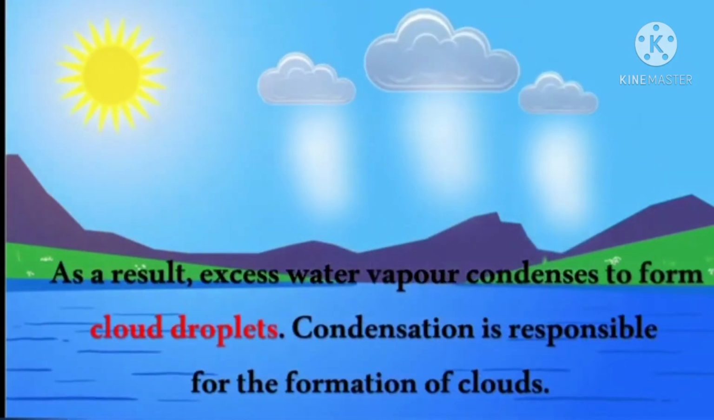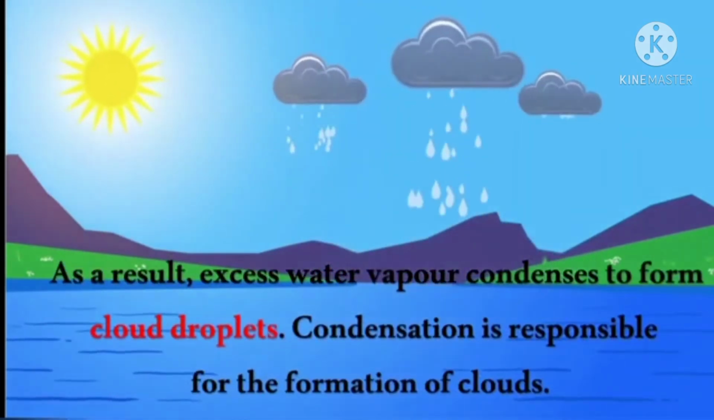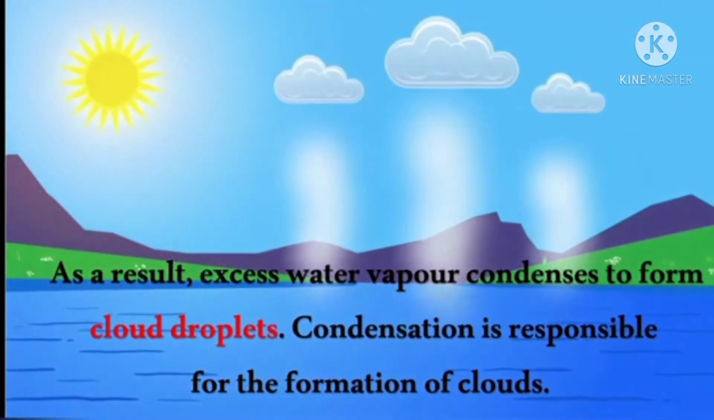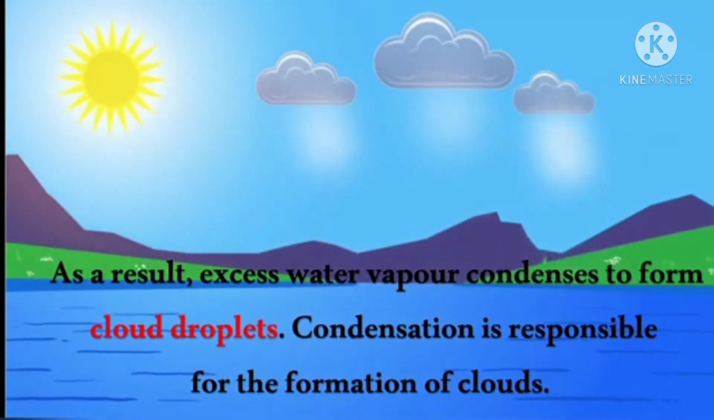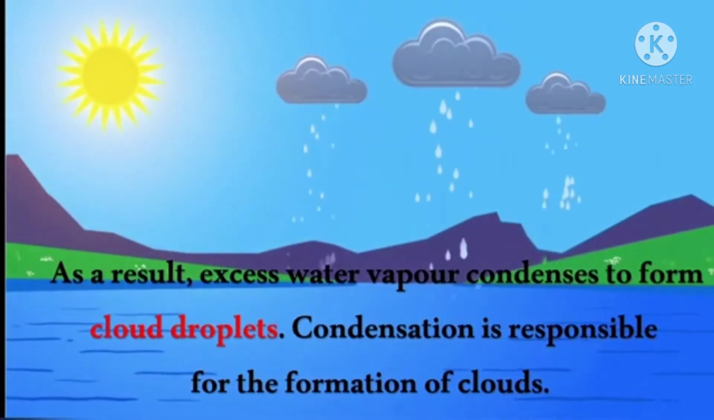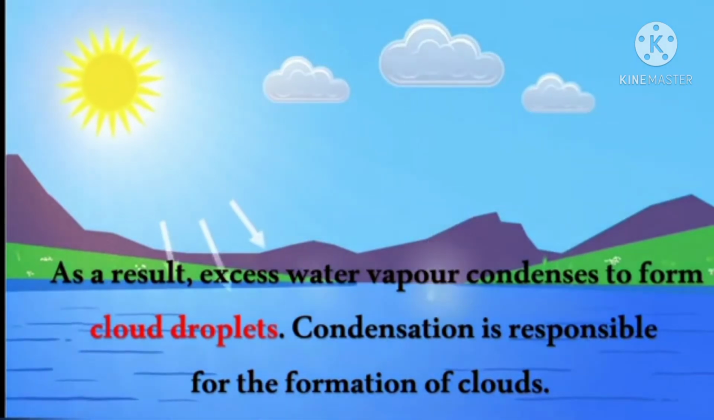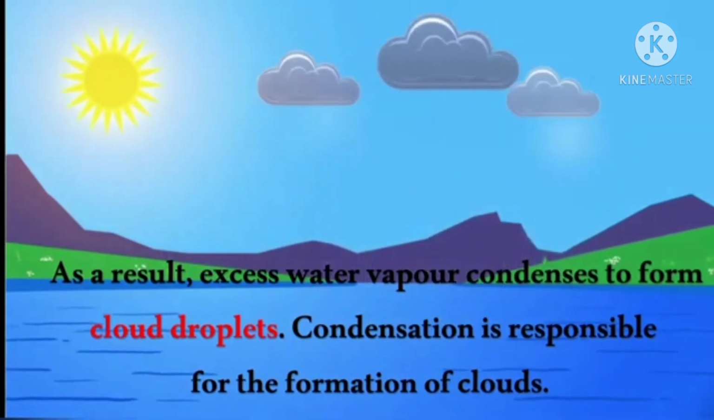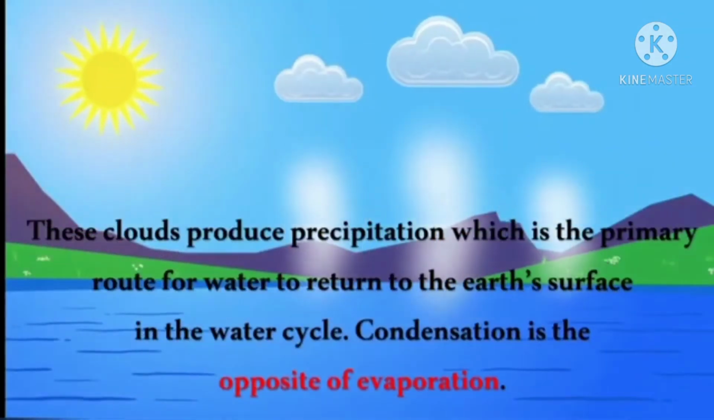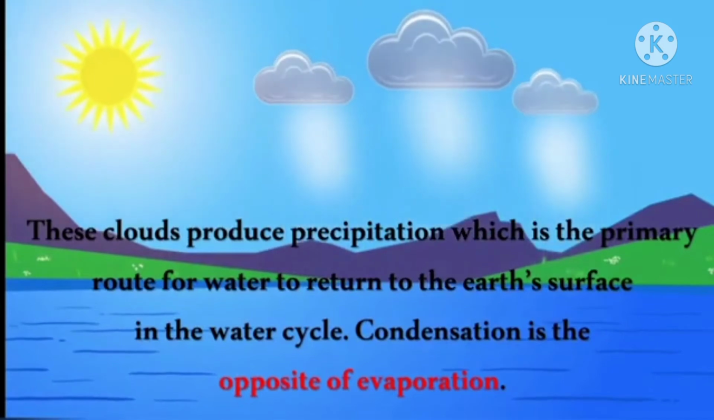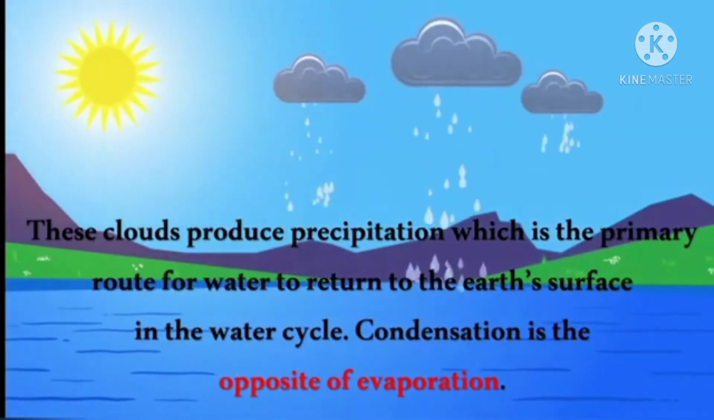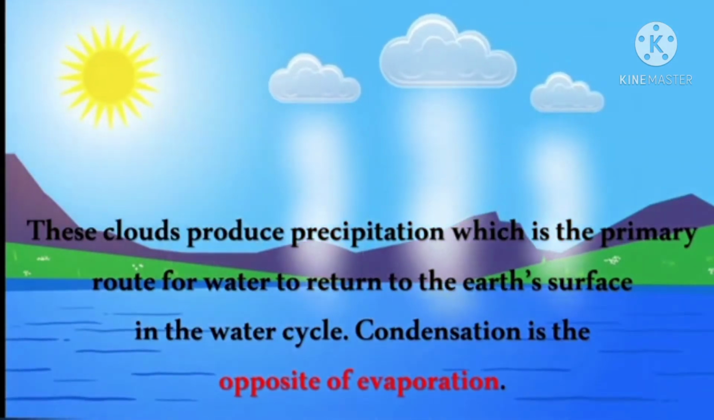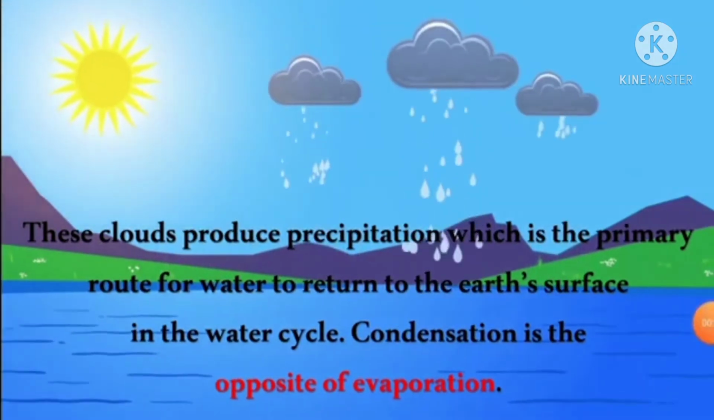As a result, excess water vapor condenses, that is cools down, to form cloud droplets. Condensation is responsible for the formation of clouds. These clouds produce precipitation, which is the primary route for water to return to the Earth's surface in the water cycle. Condensation is the opposite of evaporation.